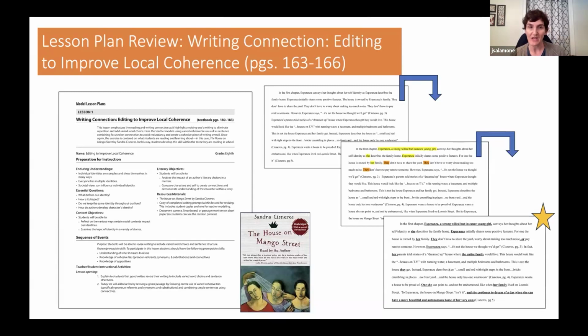So in this lesson plan, which is on pages 163 to 166, the teacher starts by modeling the use of varied cohesive ties and then sentence combining, with an emphasis on avoiding redundancy and creating an overall cohesive piece of writing. For this lesson, we're focusing on the text that students are reading and learning about, and it connects to that Who Am I unit and The House on Mango Street. In this way, students are developing the skills within the context of the text that they're reading and studying in school.